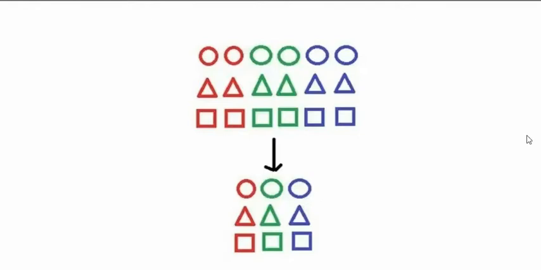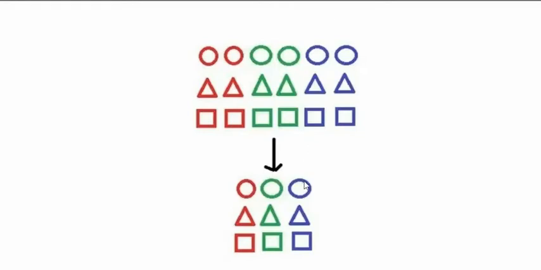So here you have a population of, it looks like 18 shapes, and the population is a third red, a third green, and a third blue. The population is also a third circle, a third triangle, and a third square. And if you look down at the sample of 9, notice how the sample is also a third of each color, just like the population. It's a third red, a third green, and a third blue.